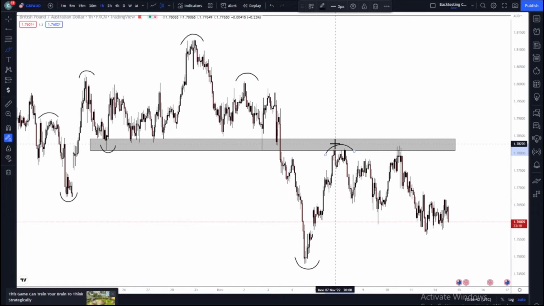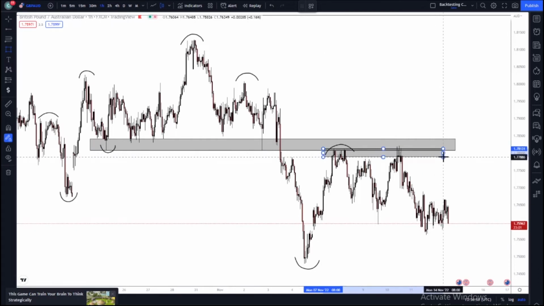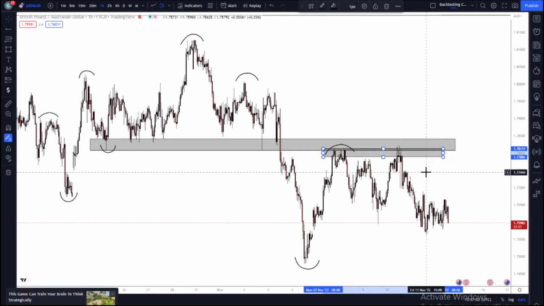And after retesting as a resistance, what did it do again? It dropped. And after dropping, what did it do again? It came back to our resistance level to create a what? A double top. Y'all understand? It came back to create a double top.